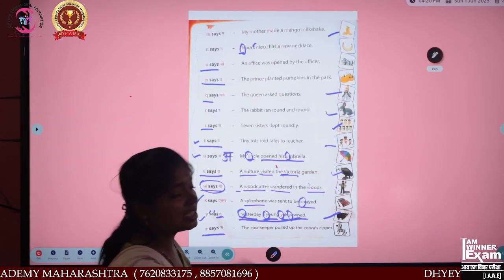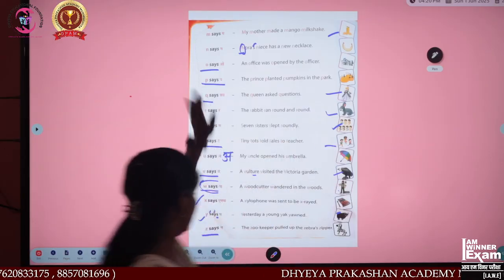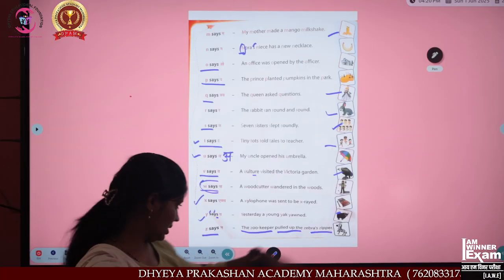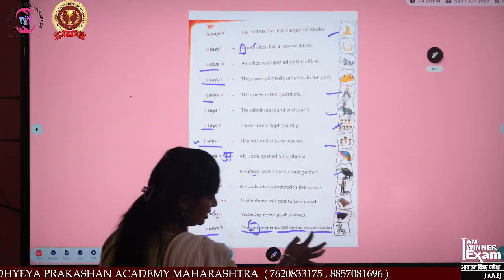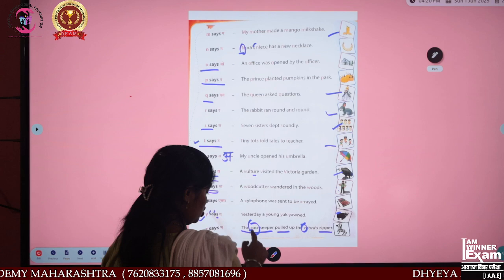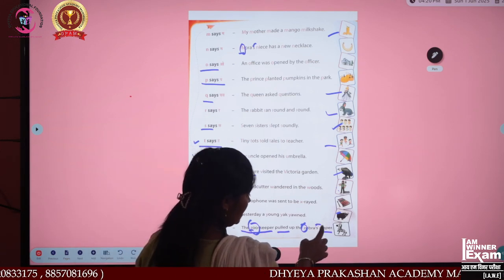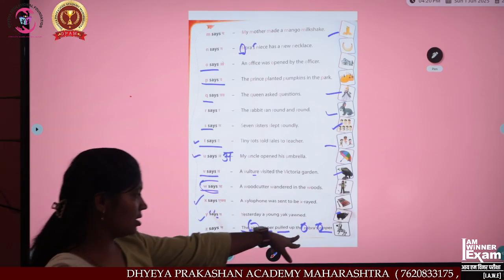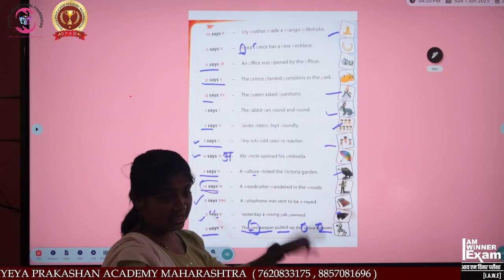Next, Z says Z. The zookeeper pulled up the zebra's zipper. Zoo. Z. Zebras. Z says Z. Zookeeper pulled up the zebra's zipper.